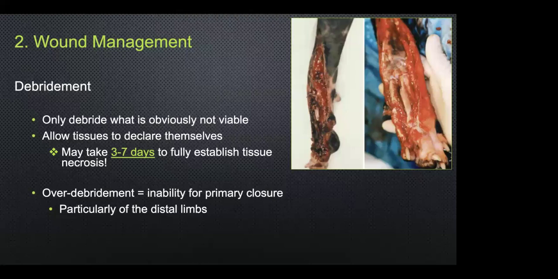Debridement after prep and irrigation: you're only going to debride what's not viable. You have to be careful here, especially with wounds along the periphery, because if you start over-debriding day one, you haven't allowed the tissues to fully declare themselves, and some of those questionable areas may actually turn out to be healthy and don't need debridement, and now you've lost your chance to primarily close that wound in a few days. It may take fully 3 to 7 days to fully establish tissue necrosis. So there's that chance for delayed healing or delayed necrosis that occurs. So sometimes, if anything, under-debride, and then you can always debride more later.